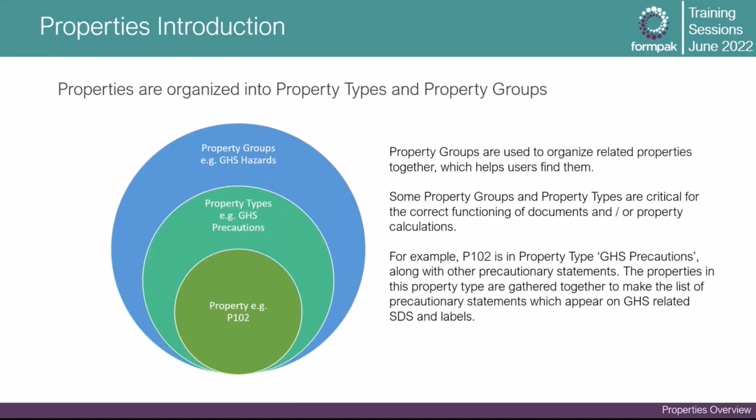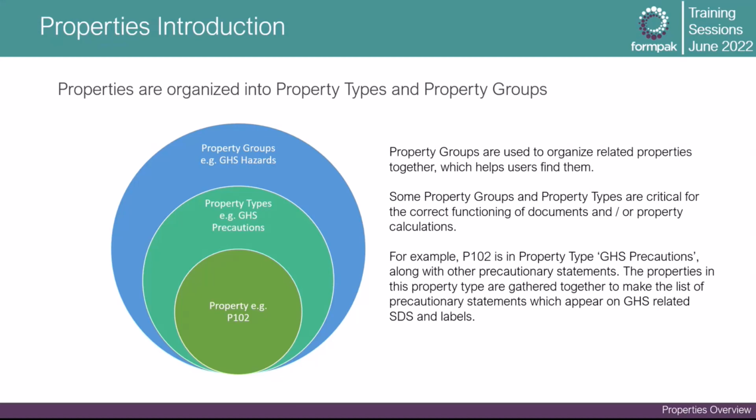So from an organisation point of view, properties are organised into property types and property groups. For example, P102, which is a precautionary statement, is a property that appears in the property type GHS precautions, which then appears in the property group GHS hazards. Property groups, from a user perspective, are the most obvious way to organise related properties together. So, for example, you could put all physical properties in one property group so you can easily navigate to them.